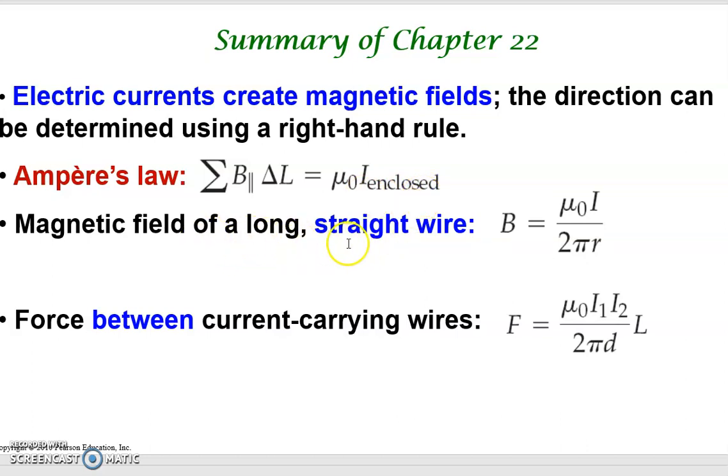And for a long straight wire, the magnetic field produced by the current is in this format. And now, if you have two parallel current wires, then they will exert a force on each other based on what we have studied before.